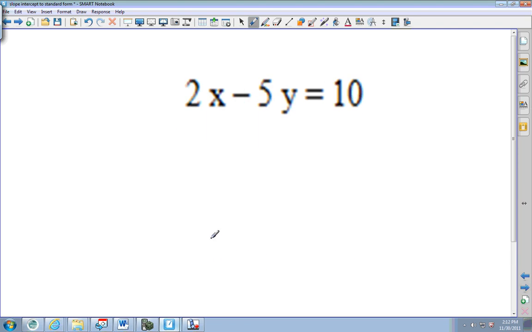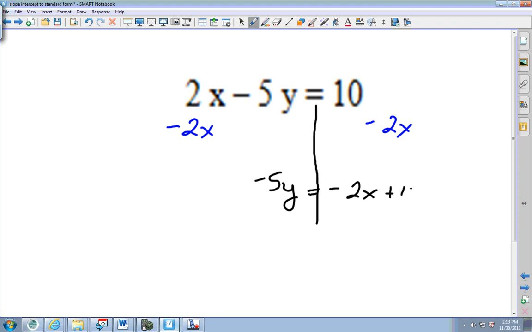There's my next one. It's in standard form. I want to move it and make it into slope-intercept form. So the first thing I'm going to do, I'm going to move this 2x to the other side. It's a positive 2x. So I'm going to subtract 2x from each side. I get negative 5y equals negative 2x plus 10. I'm going to divide by negative 5.